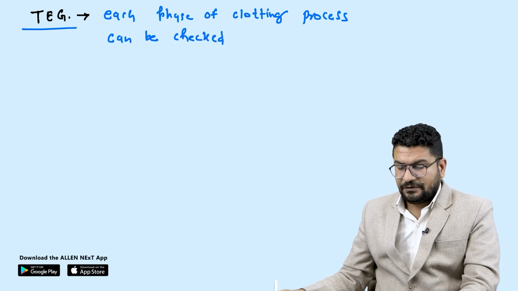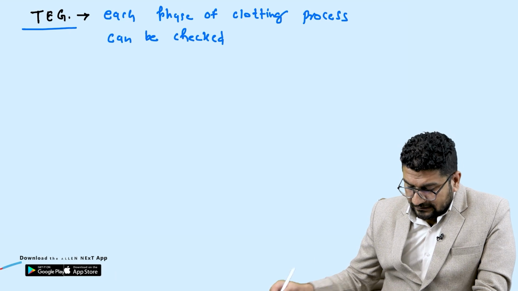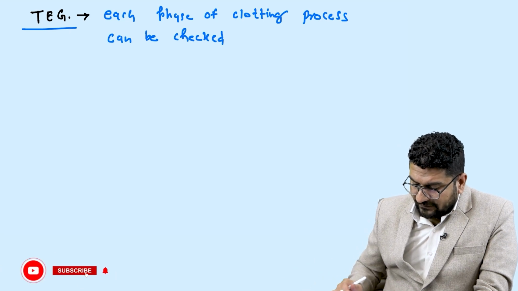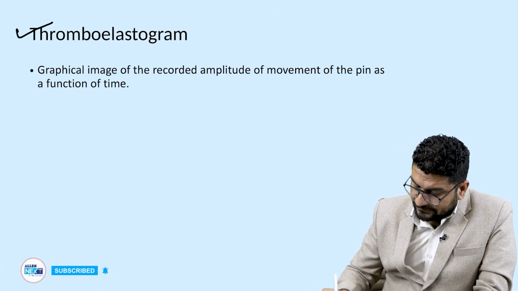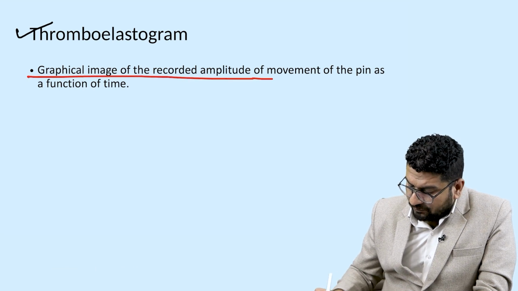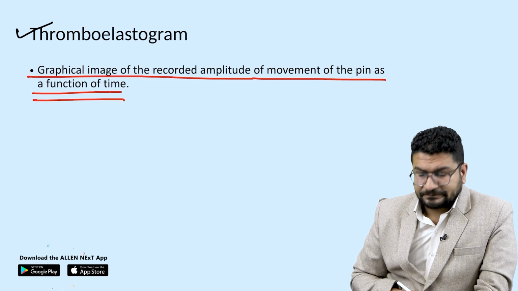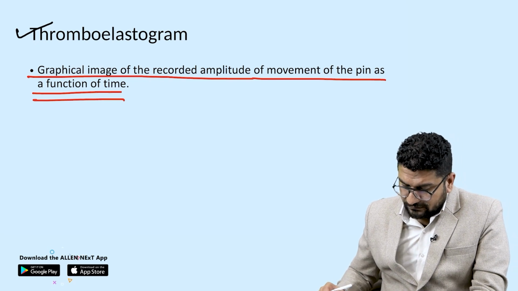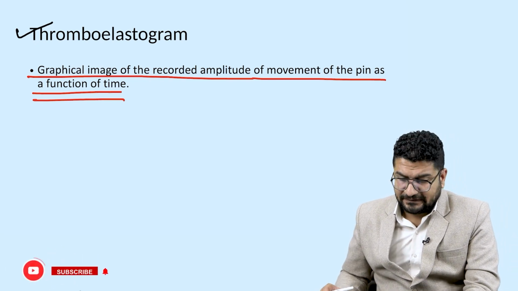Now, how do we do this test? The graphical image we create is what we call the thromboelastogram. It is a graphical image of the recorded amplitude of movement of a pin as a function of time. How to do this process is something they sometimes ask in the exam.